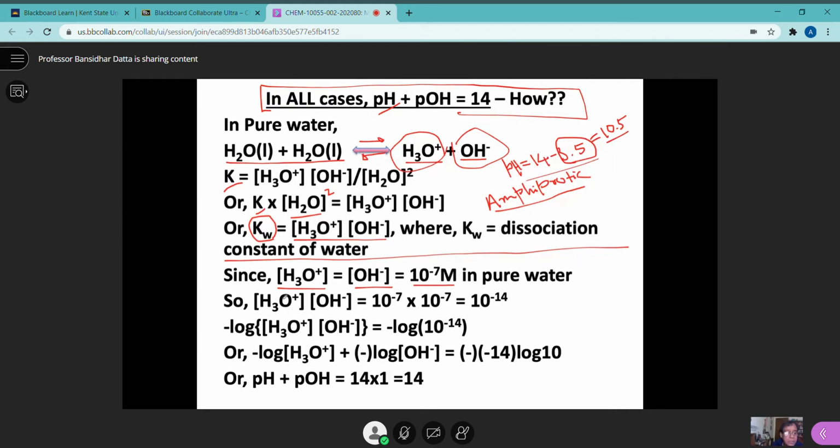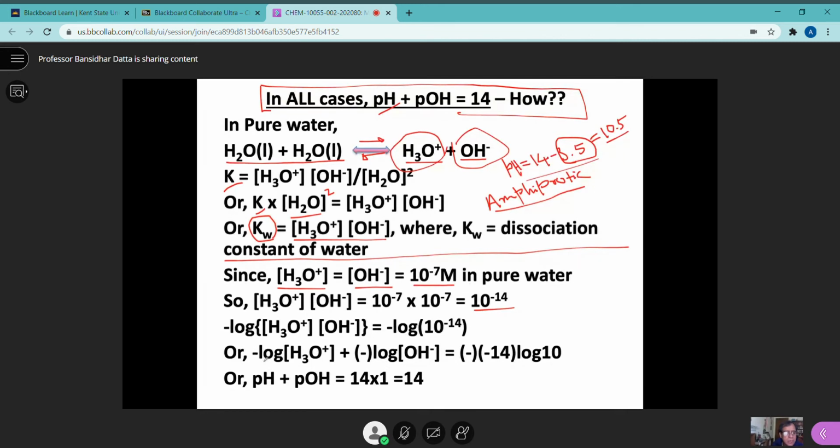So therefore you can multiply those two, right? Concentration of hydronium ion multiplied by concentration of hydroxide ion equals 10 to the minus 7 times 10 to the minus 7, which is 10 to the minus 14, right? Everybody okay? 7 plus 7 is 14. Then take the negative log of both sides. Negative log of the product equals negative log of 10 to the minus 14. Now this is log of A times B, so log A plus log B. So minus log concentration of hydronium ion plus minus log concentration of hydroxide ion equals minus, so you have a minus 14. That minus 14 will come in the front: minus times minus 14 times log 10. It's not a natural log, always base 10.